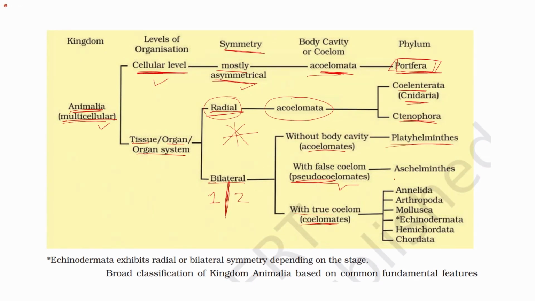Similarly, those which are pseudocoelomates belong to Aschelminthes, and the organisms that are multicellular, heterotrophic, have tissue, organ or organ system level of organization, and have bilateral symmetry, and have a true coelom as well, that is, they are coelomates, belong to the phyla Annelida, Arthropoda, Mollusca, Echinodermata, Hemichordata, and Chordata. So we will learn about each of these phyla one by one.